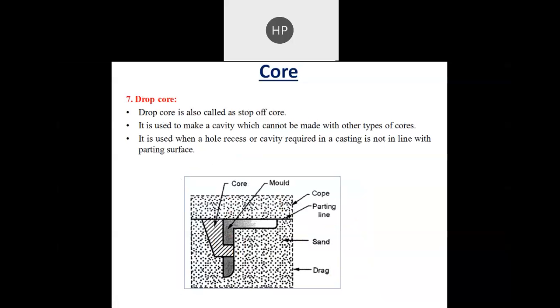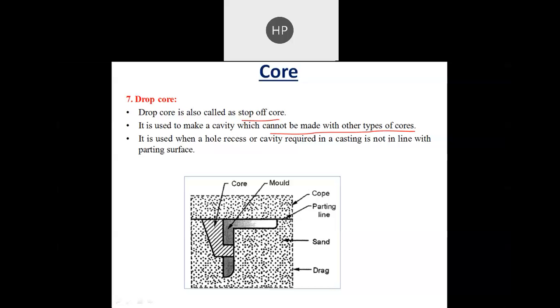And the last one is a drop core. So drop core is also called a stop off core. So here you can see it is dropped in such a way that it has a shape like this. Okay, so it is used to make a cavity which cannot be made with other types of core. There are certain cavities which we cannot produce by any of these cores.